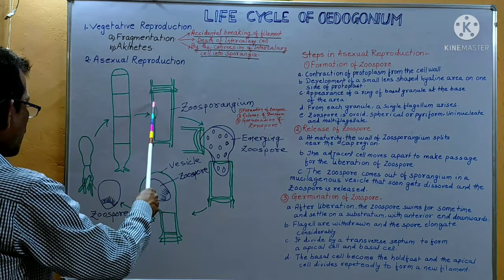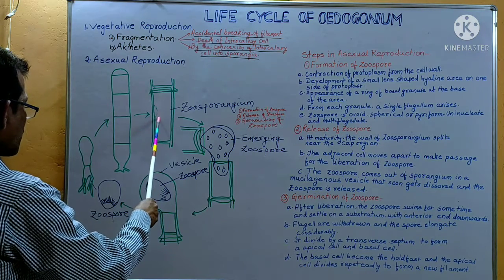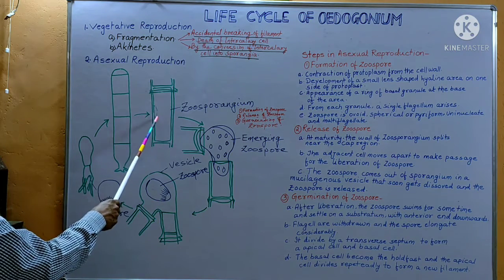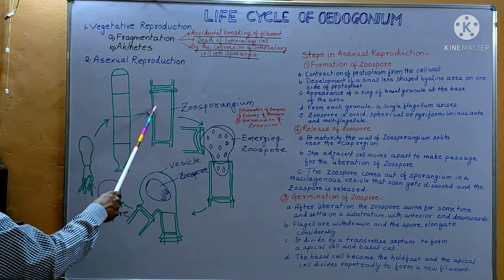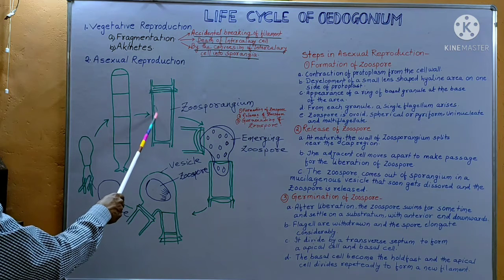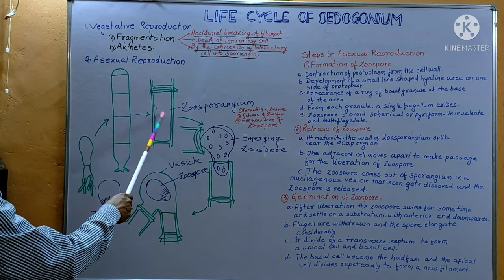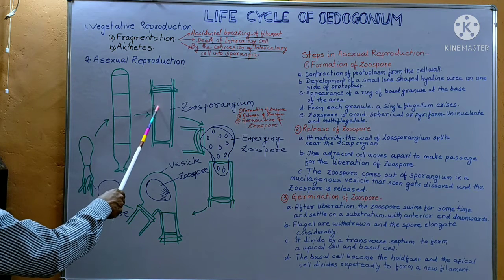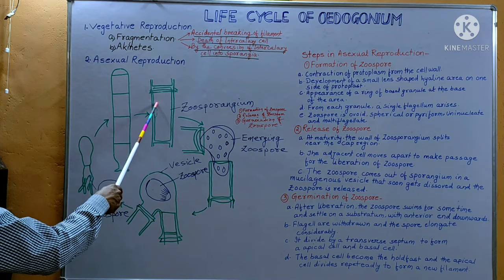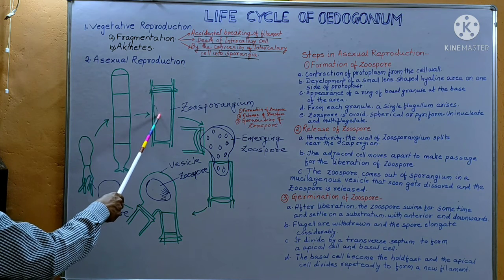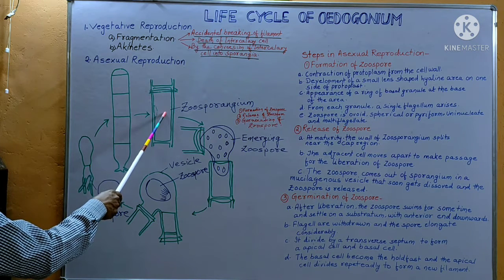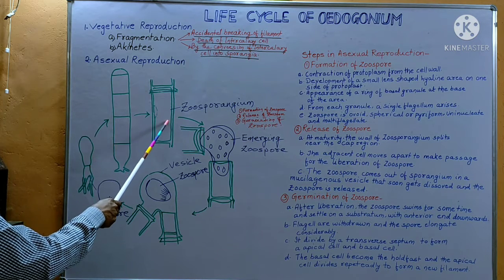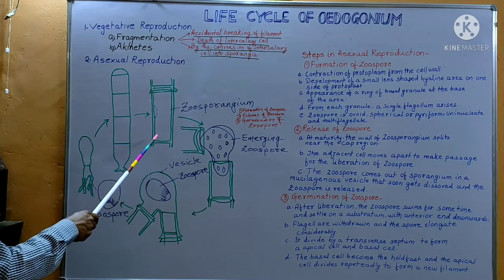Following this, a lamp-shaped colorless area develops at one side. This lamp-shaped colorless area becomes the anterior end of the zoospore. After this, a ring of basal granules appears at the base of this colorless area, and from each granule a flagellum arises. By this process, the zoospore is formed singly inside the zoosporangium.